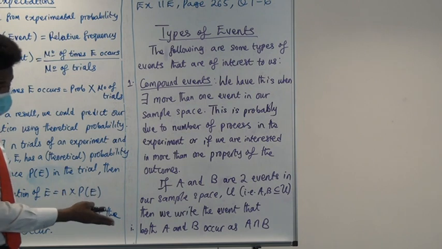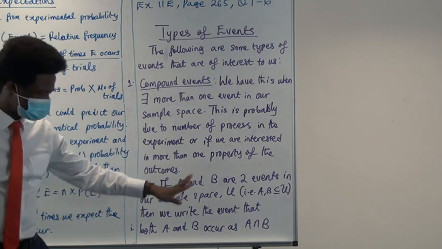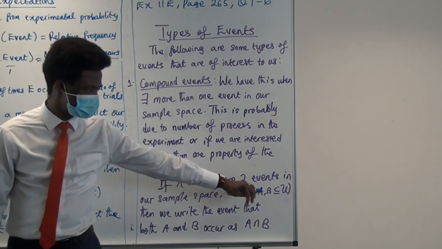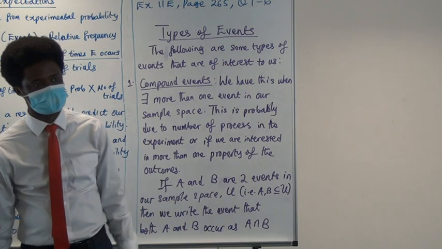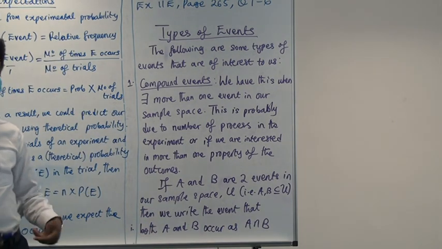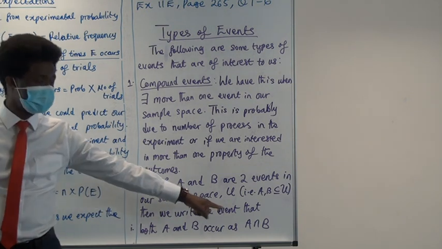Now, this is just for notation purposes. So if A and B are two events, it could be more than two, in our sample space, we already talked about events as subsets of the sample space, isn't it? That's why I just used the notation that A, B are subsets of the universal set. Then, if you want to write the event that A and B occurs, you just simply write A intersection B.